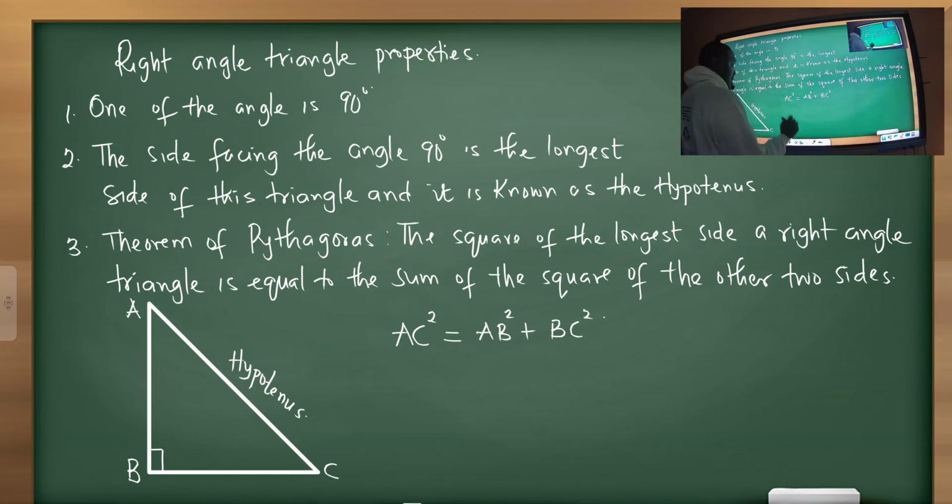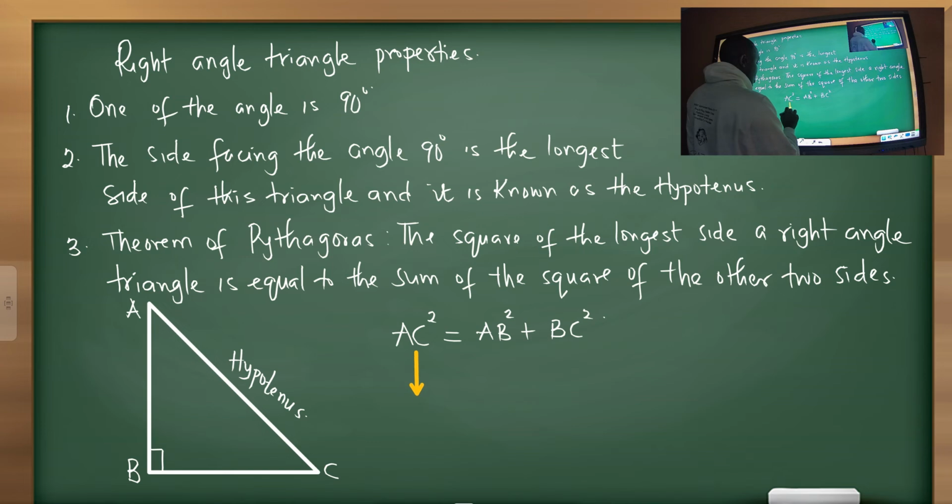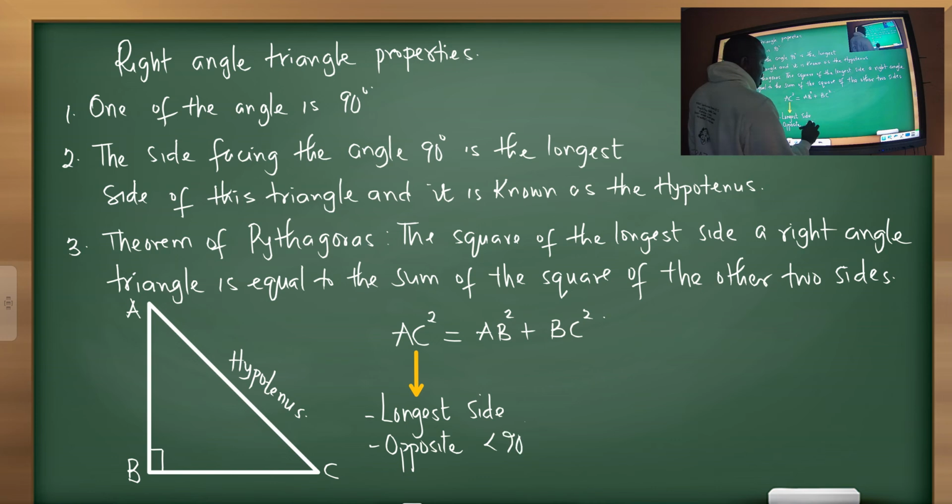Don't forget that this side, 1, is the longest side. 2, it is opposite the angle 90 degrees. That's very, very key. All right, we will then go ahead and deal with a few examples later on.